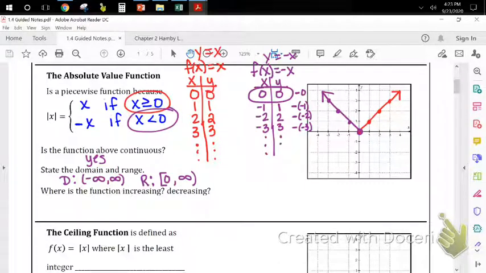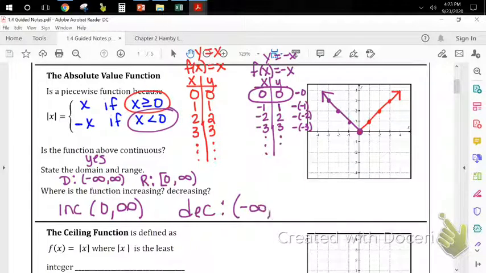And then where is the function increasing and decreasing? Well, we're increasing, we're going up, starting at the vertex there at 0, and we're going to keep going up until we go all the way to the right, which is positive infinity. And then where is it decreasing? Well, it starts decreasing on that far left, which is negative infinity, and it keeps decreasing into that 0.